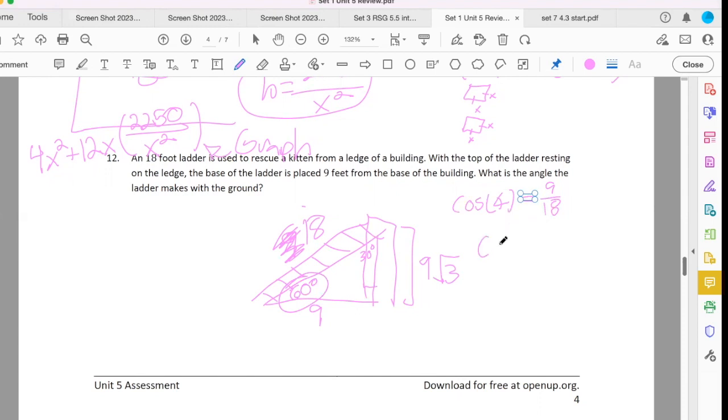And if you do cosine inverse, of course, make sure your calculator is in degrees, this is going to kick back 60 degrees as your outcome. If you're not convinced, try it. But you could use a mix of your special right triangles knowledge, or you can use trig inverse knowledge to get through this one. Hope that one makes sense.